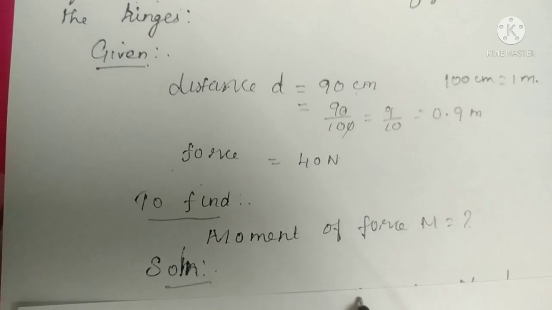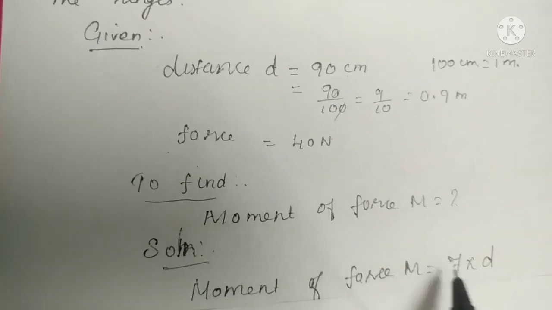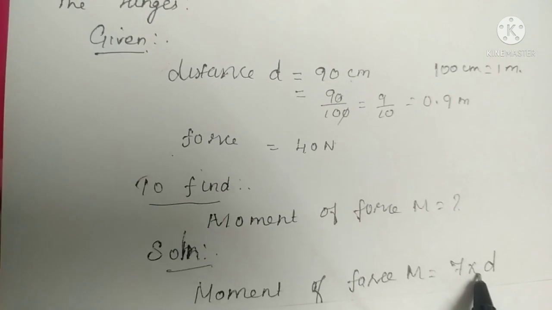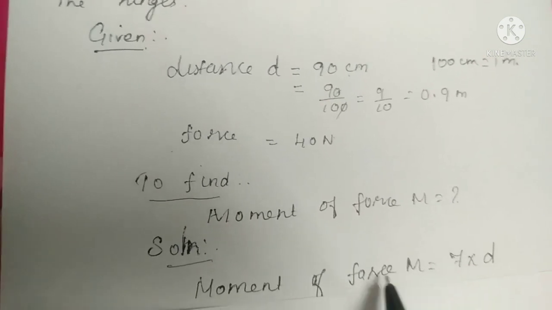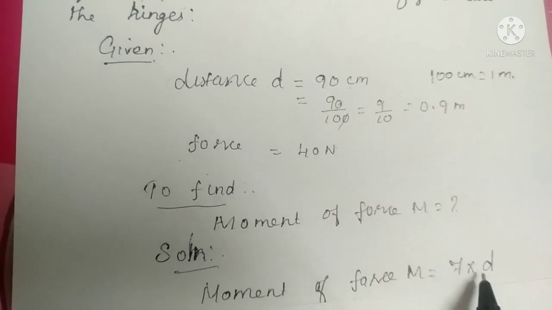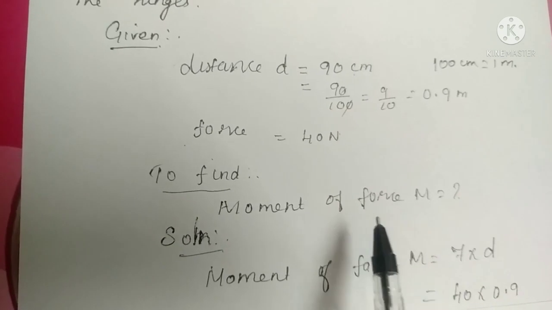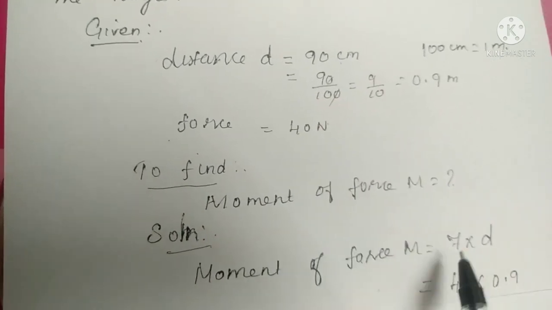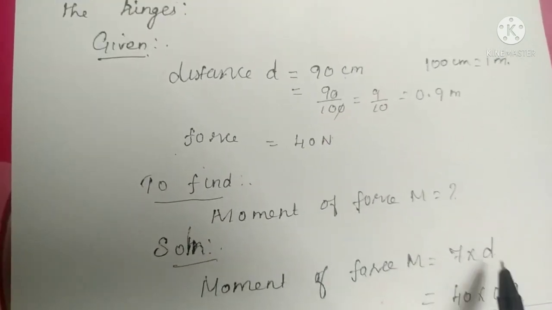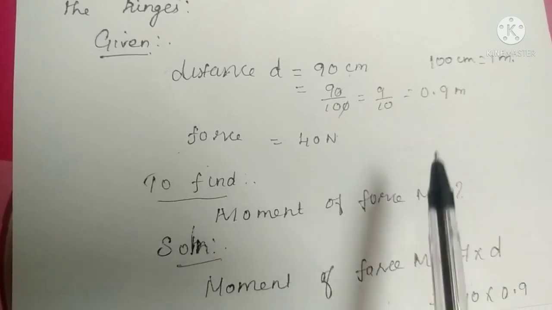Solution. First step, we write: moment of force is equal to the formula F into D, force into distance. What is the formula for moment of force? F into D, force into distance. Here, what force value is given? Yes, 40 Newton. You have to write 40 into distance, after converting into meter, we get 0.9.